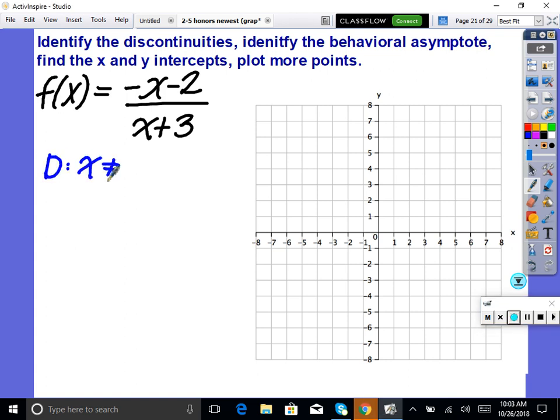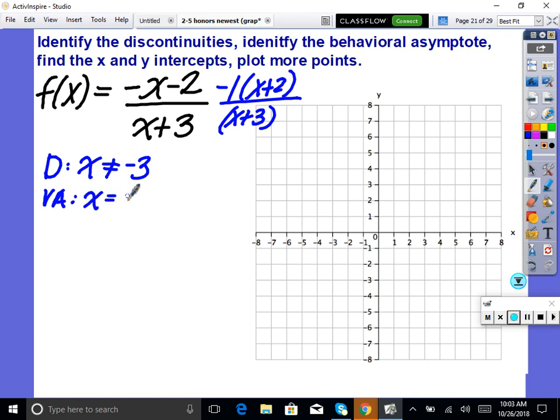X cannot equal -3. Now honestly we should probably have factored first. So -1, x plus 2, and then on bottom our x plus 3. We should factor first. Okay, awesome. Now vertical asymptote is that x equals -3. Any holes? No. Okay, let's graph that. So you would take your highlighter and you would go to -3, and I want you to highlight your asymptote.